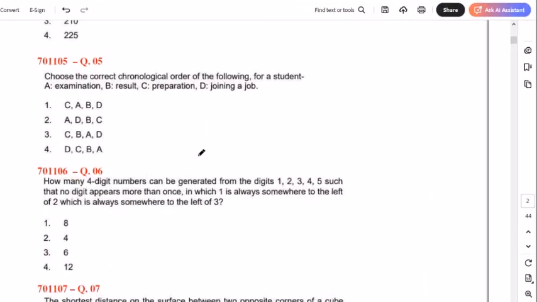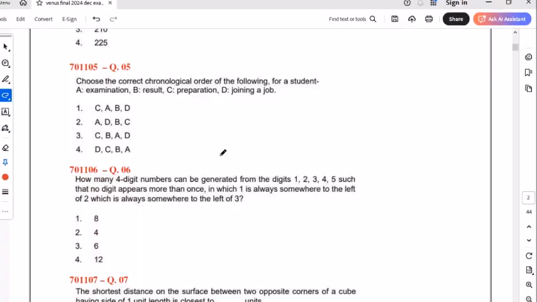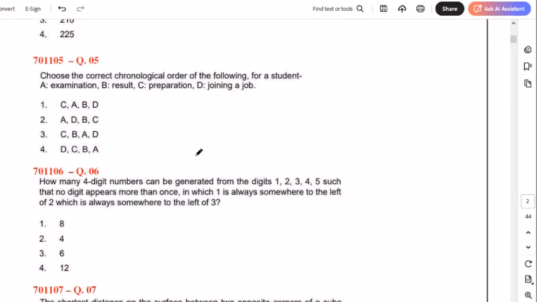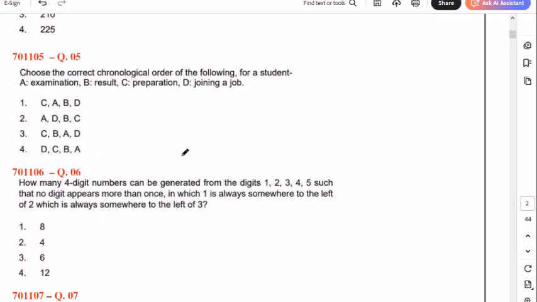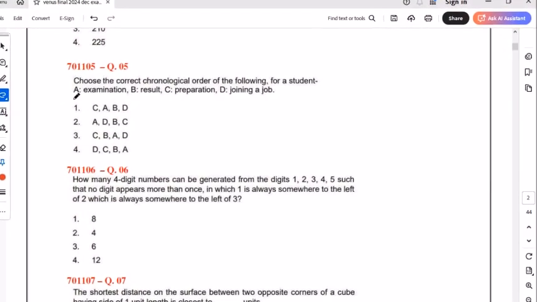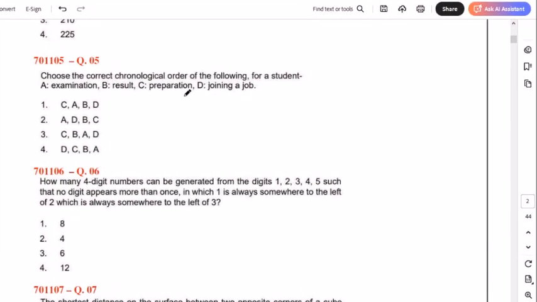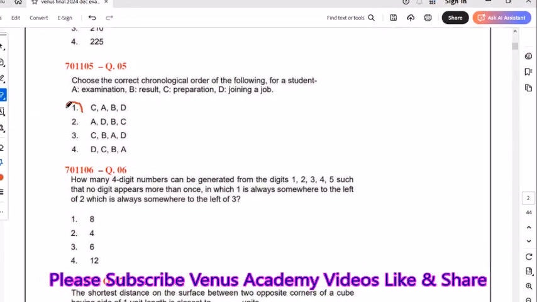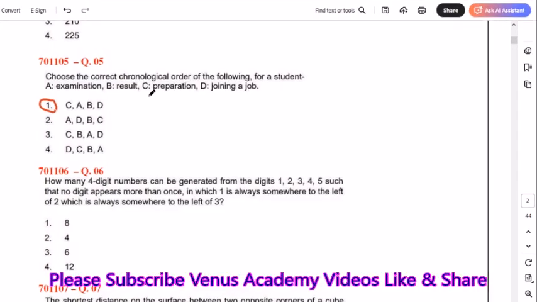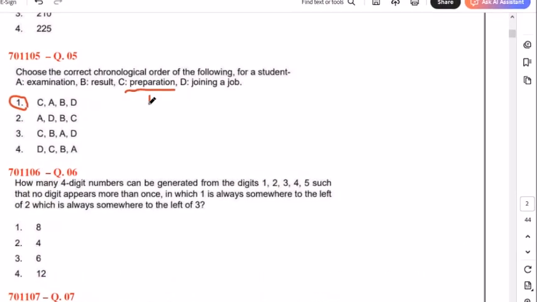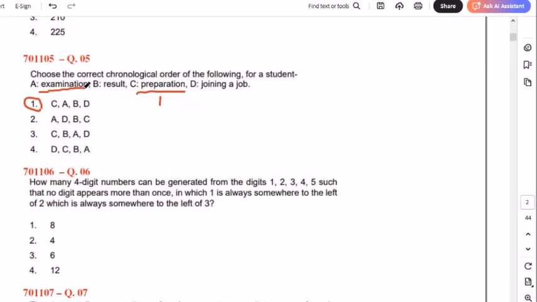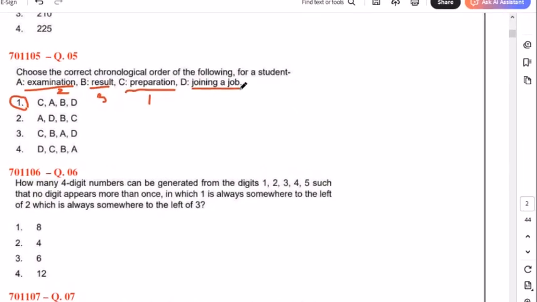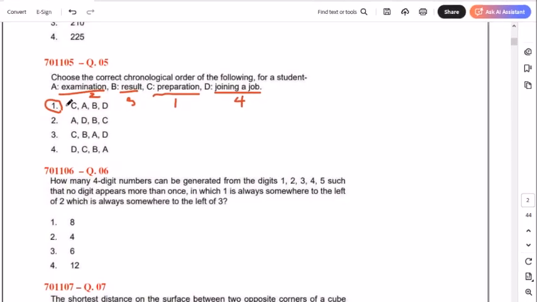Next, choose the correct chronological order of the following for a student: A, examination; B, result; C, preparation; D, joining a job. So what will be the sequence? Option 1, CABD. First one has to prepare for the exam, then he has to write the exam, then there will be a result. Based on that result, he will join a job, right? So option number 1 is the correct option, friends.